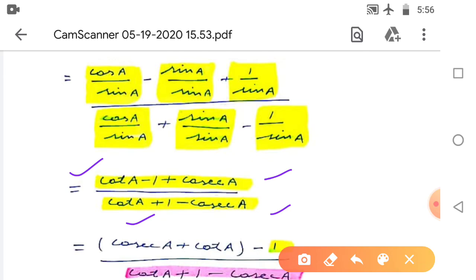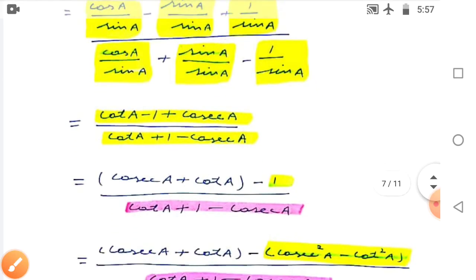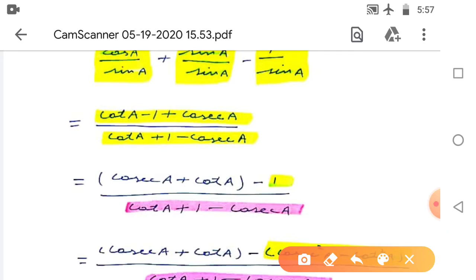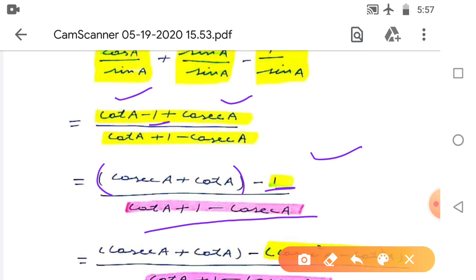And now the important step of this question. What is that? We write this cot A and cosec A in the bracket, and we have minus 1 here. No need to change the denominator. Keep it as it is. Clear?